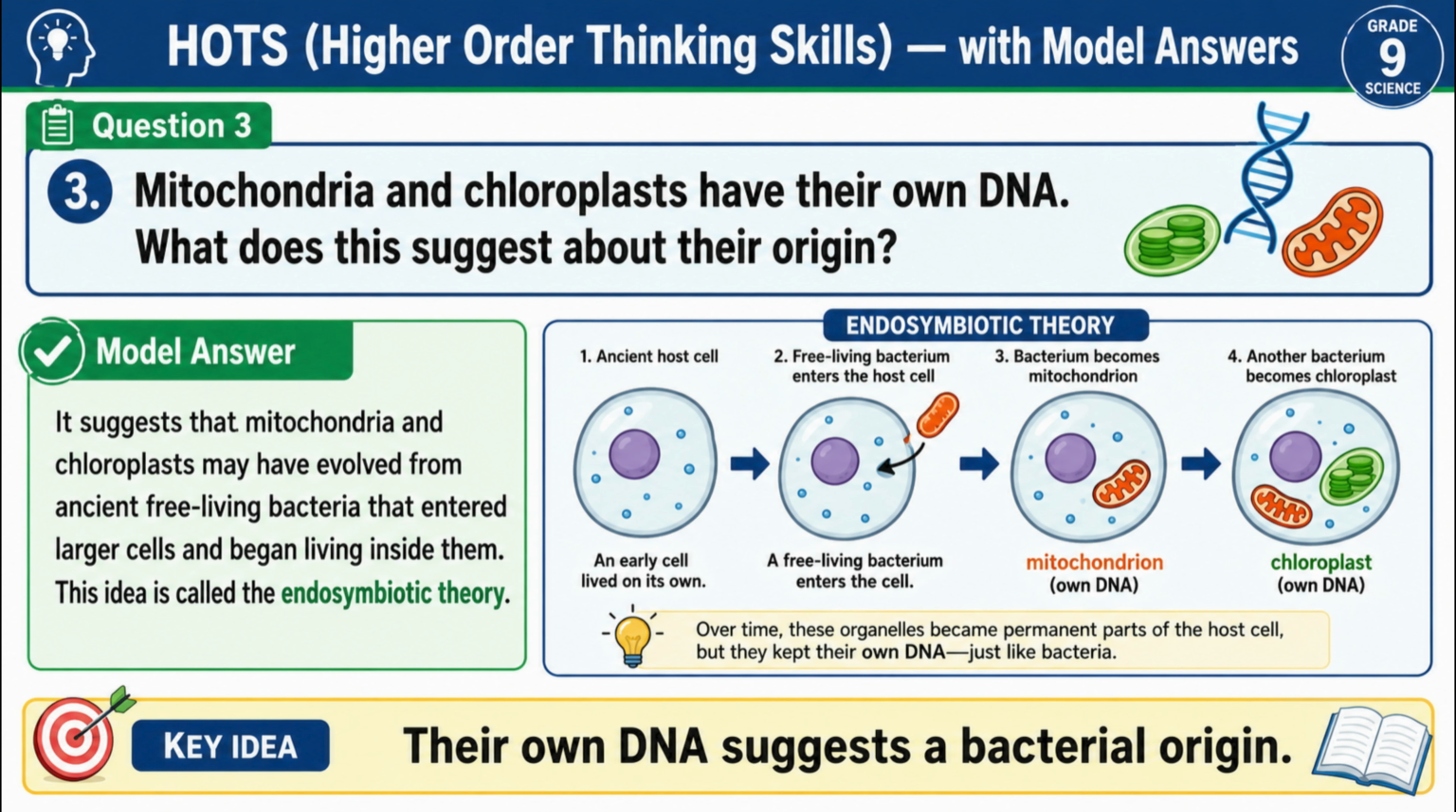3. Mitochondria and chloroplasts have their own DNA. What does this suggest about their origin? Answer. It suggests that mitochondria and chloroplasts may have evolved from ancient free-living bacteria that entered larger cells and began living inside them. This idea is called the endosymbiotic theory.